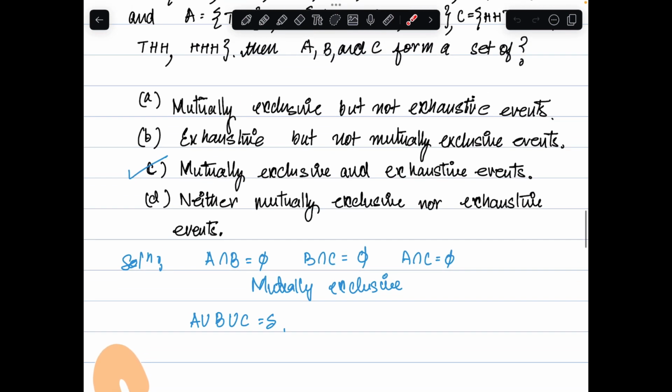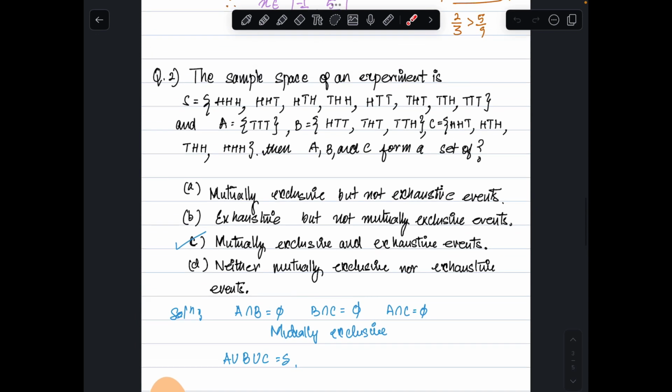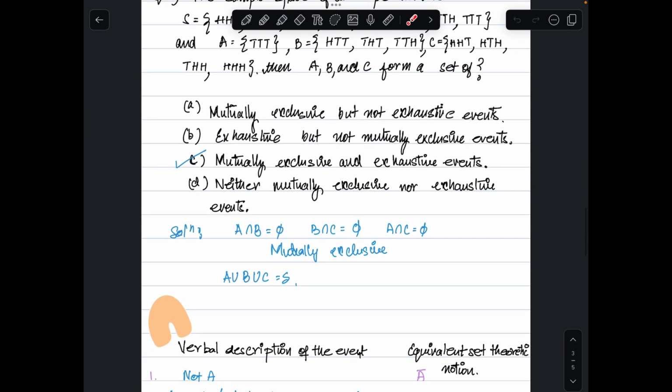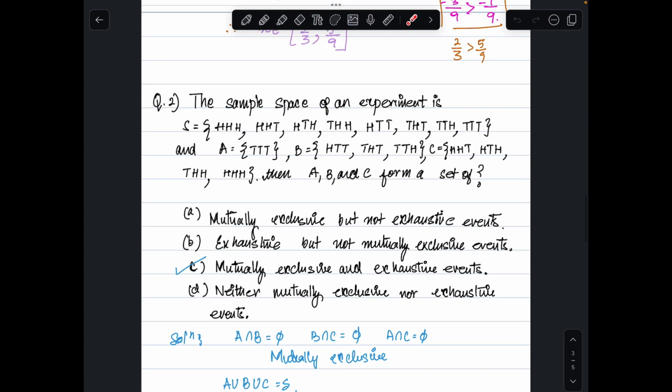In the next session we will be dealing with the verbal description of the event and how to give a notation for that theoretically.